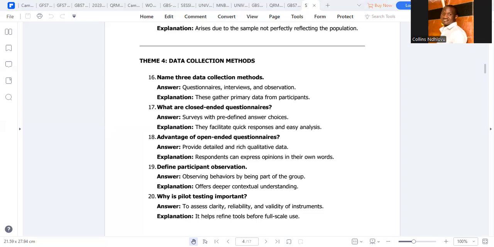Why is pilot testing important? Pilot testing is a trial of data collection before you do a full-scale study. It's important because it helps us clarify our instruments and enhance reliability and validity. If there are any issues in wording, they can correct you. So if you conduct a pilot study, it will help reduce the risk of errors.